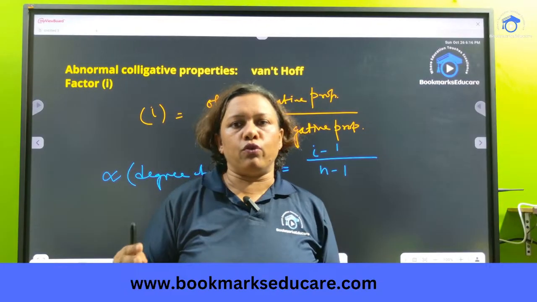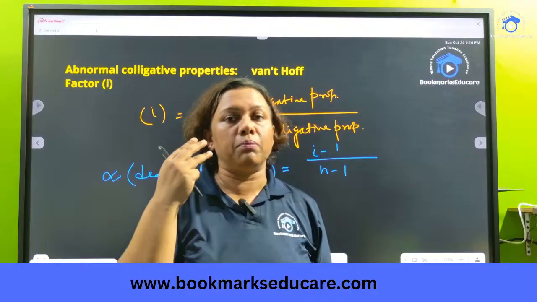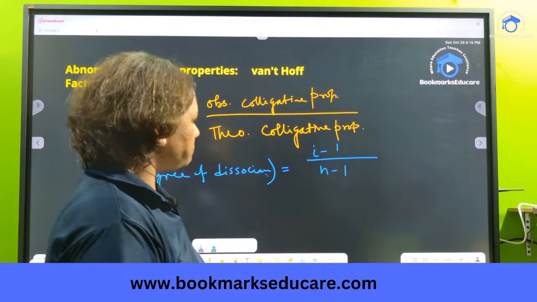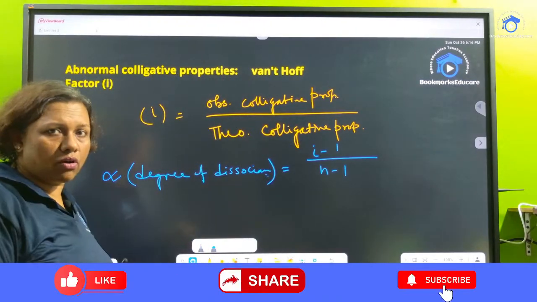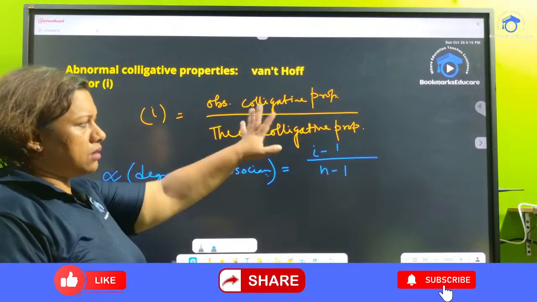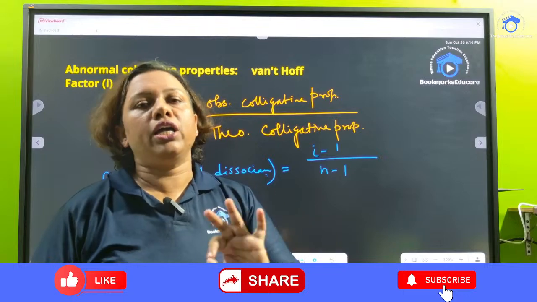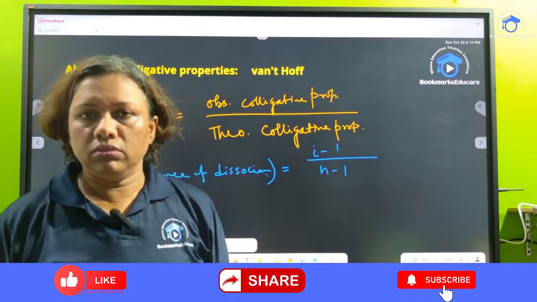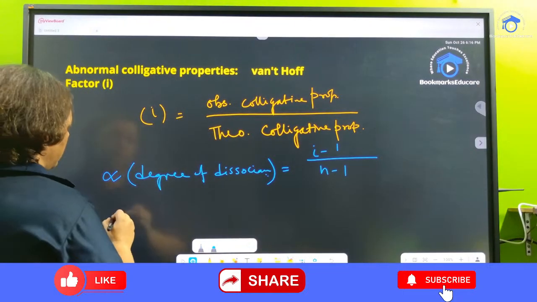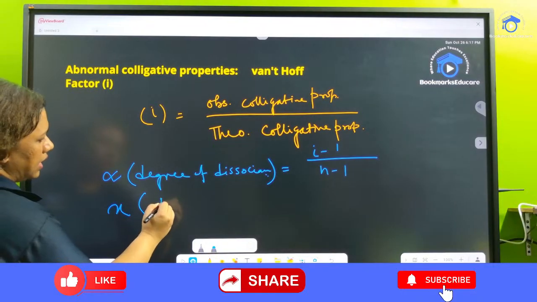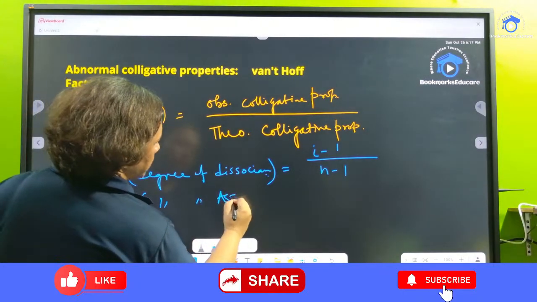For example, K2SO4: two potassium, one sulfate, meaning three particles. Okay, so this is our value. Sometimes if either the numerator or denominator is negative, ignore the sign, take the value. Ignore the sign, take the value. Okay, next, degree of association.